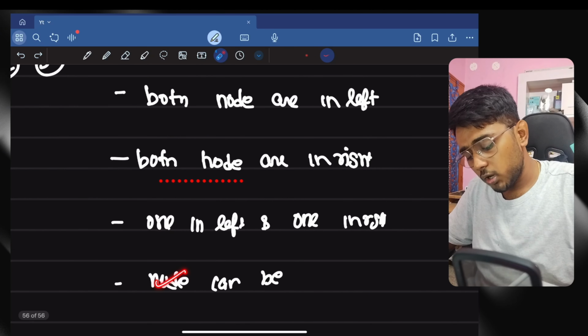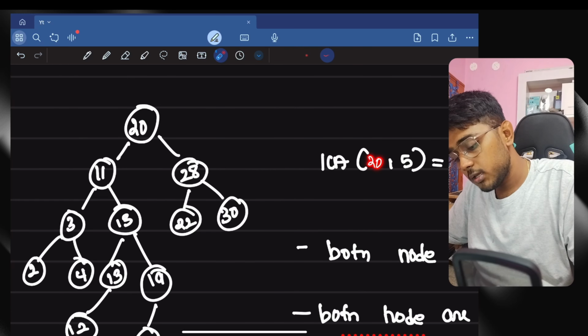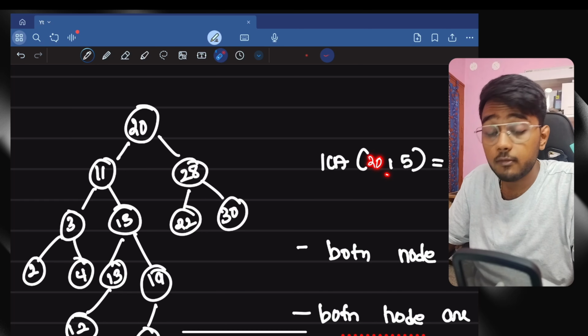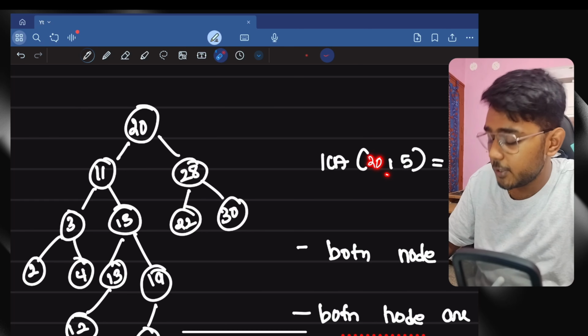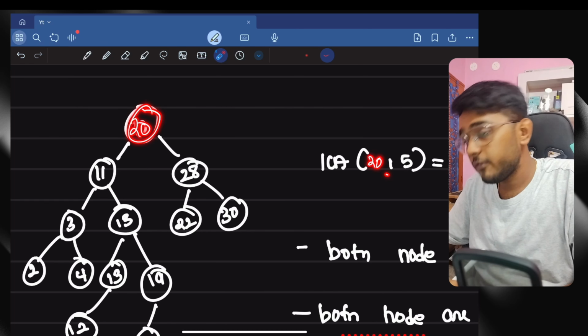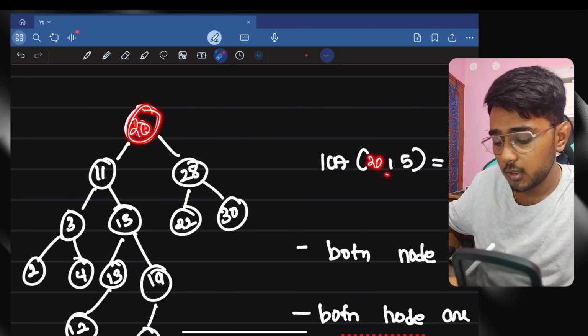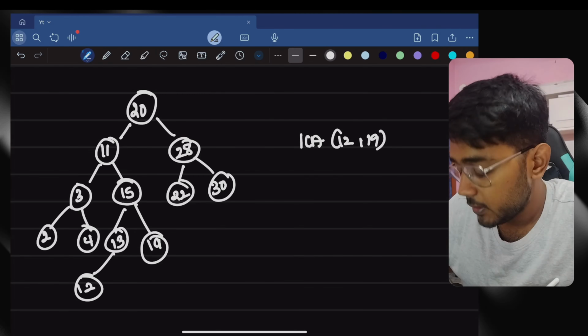One is going to be the node itself. Instead of 12, let me write 20. Now, what is the LCA for 20 and 5? Obviously, it's going to be 20, right? So if any one of the nodes is itself, then return that particular node. This is one more base case, pretty simple. Now let's start the dry run, guys.